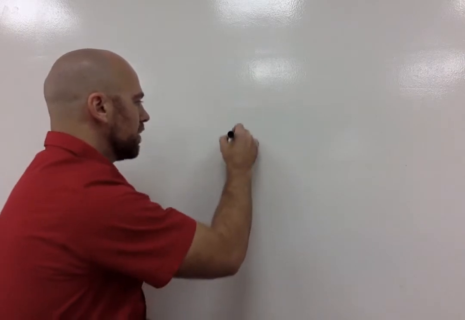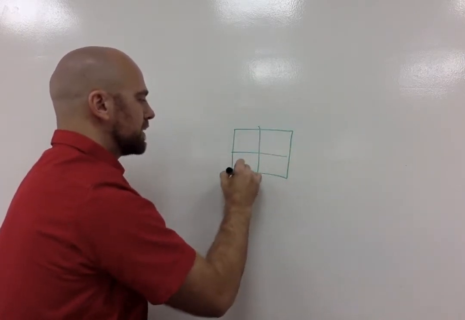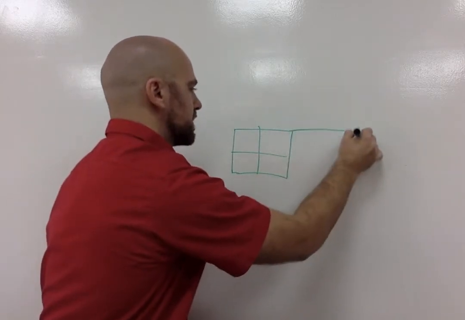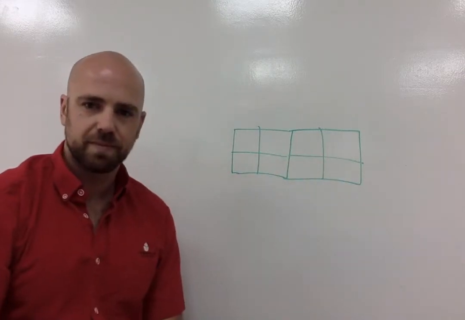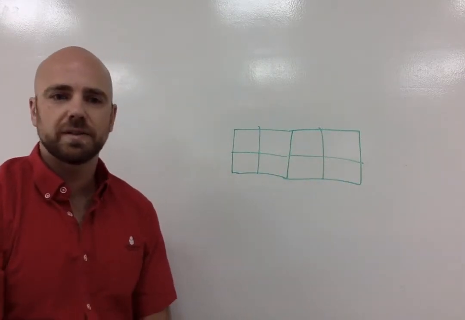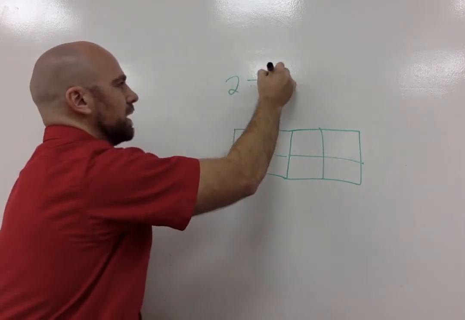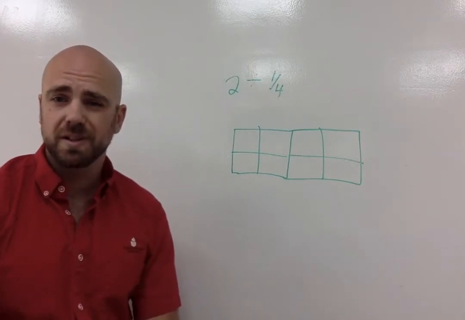So what I want you to do is, if this box represents a whole, that means I would have 2 wholes in this picture. If we've got 2, what I want you to say is how many quarters are there? How many quarters are there? So that might be easy.